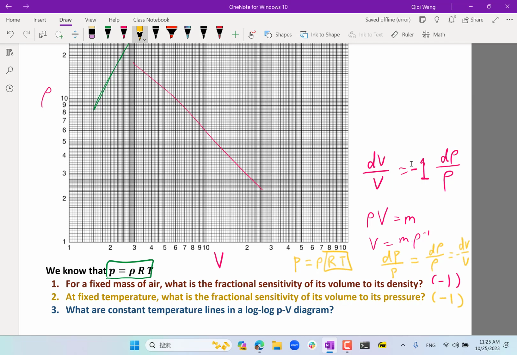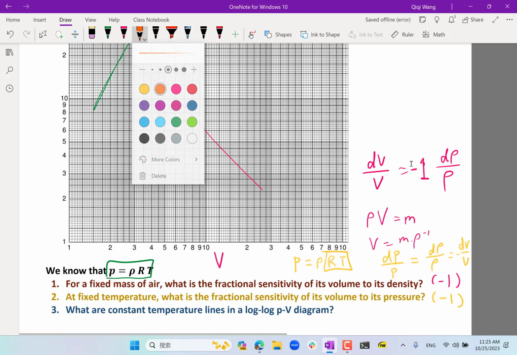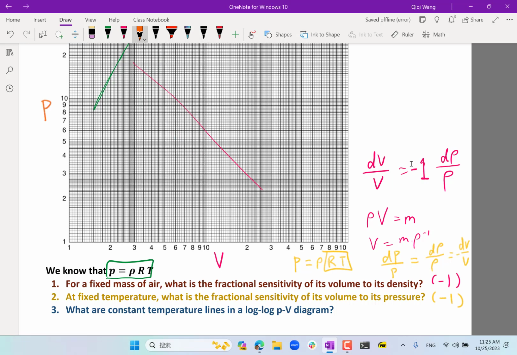So what if we change the density to pressure? Now we are seriously getting to a PV diagram, right? If the y-axis is pressure and the x-axis is volume, then what are the constant temperature lines in the log-log PV diagram? Since at a constant temperature the fractional sensitivity has a -1 relation, the constant temperature lines are lines like that with a -1 slope. Agreed?